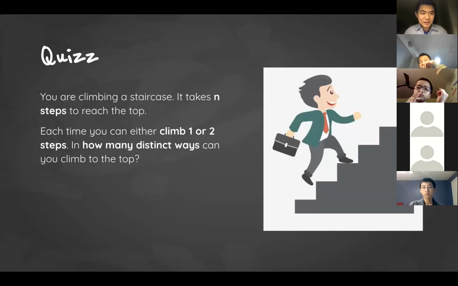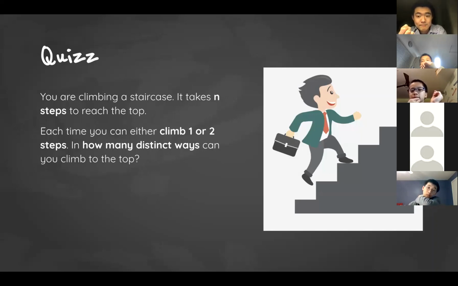All right, so coding time. On your notebook, let's work on this problem. You're climbing a staircase. It takes n steps to reach the top. Each time, you can either climb 1 or 2 steps. Tell me, how many distinct ways can you climb to the top?